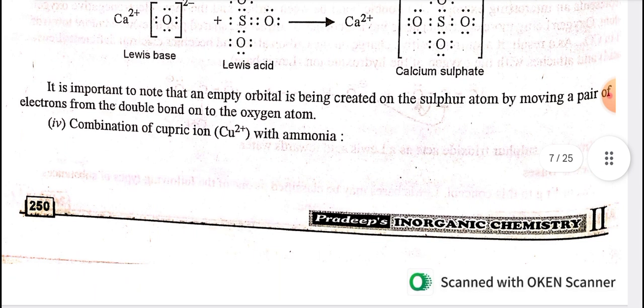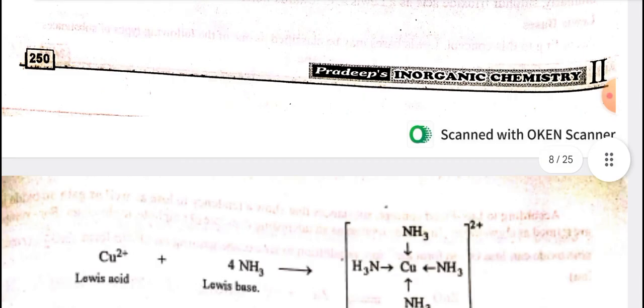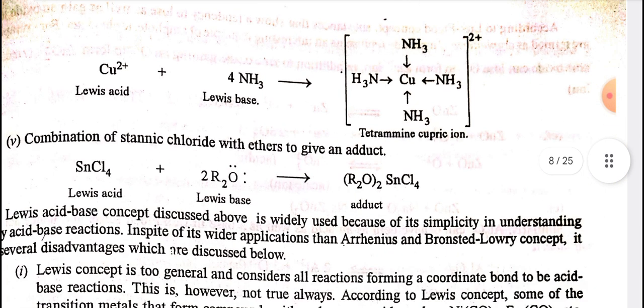As you can see, it is important to note that an empty orbital is being created on the sulfur atom by moving a pair of electrons from the double bond onto the oxygen atom. Again, combination of cupric ion with ammonia.